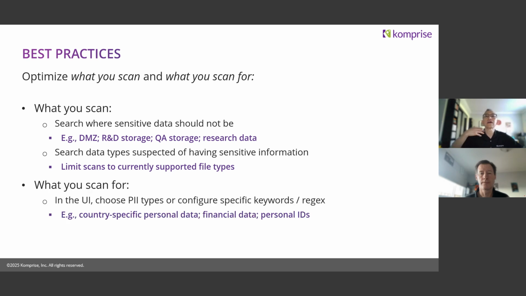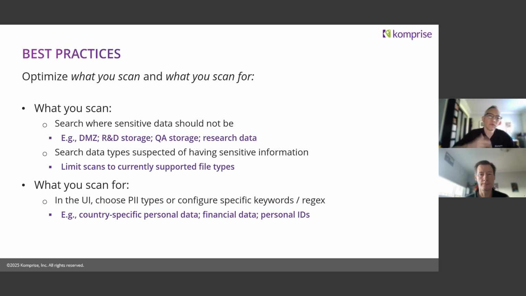And then what you scan for can actually help the scanning process as well. As I mentioned, we have 68 different types of PII that we know about that are enabled. You could select them all, but just mentally think that that's essentially searching each file 68 times, once for each sensitive data type. So you want to be strategic about what you search for and search for the things that are probably most likely to be there, or the things you're most concerned about, like country-specific personal data.